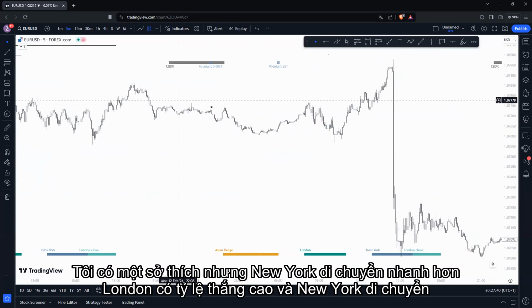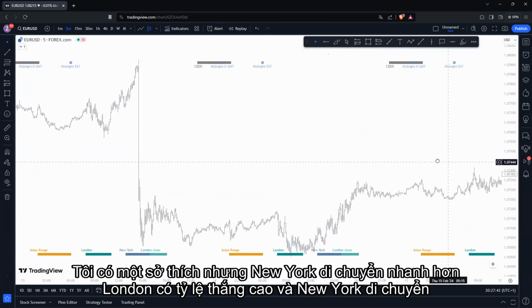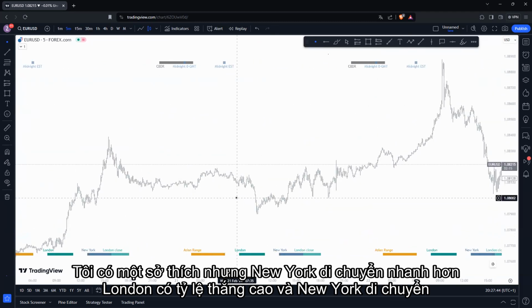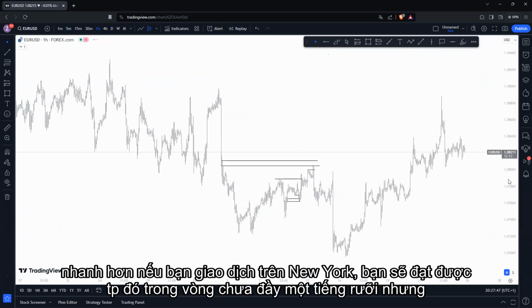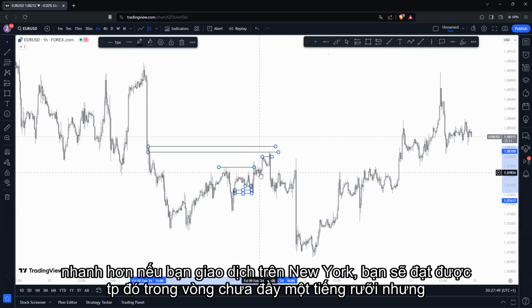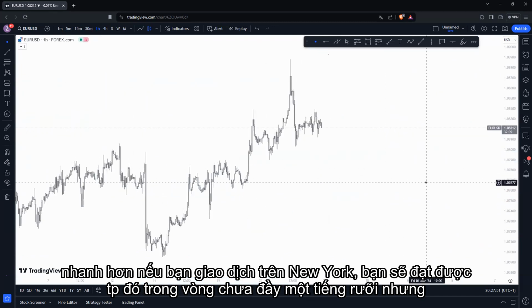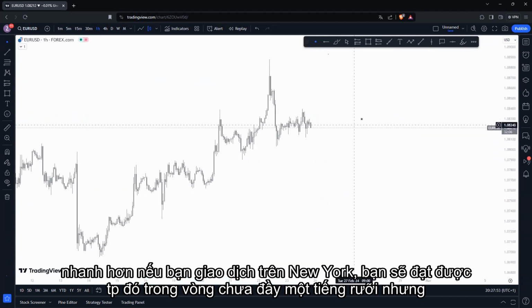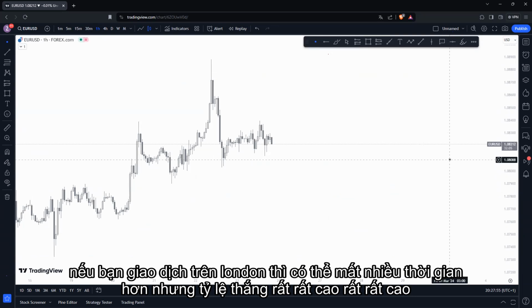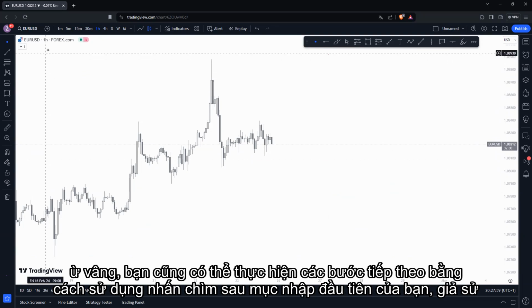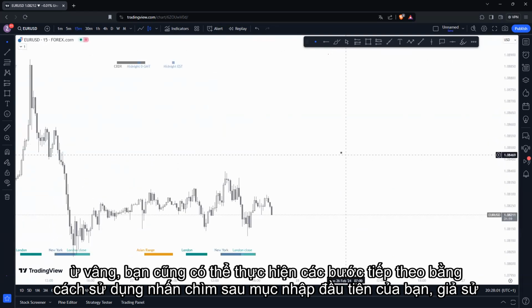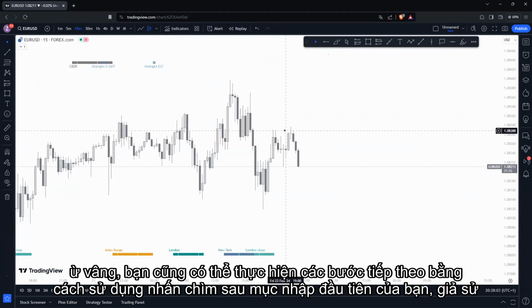Do you have a preference of New York versus London? I do have a preference, but New York moves faster. London has a high win rate and New York moves faster. If you trade on New York, you're gonna hit that TP in like less than 1 hour and a half. But if you trade on London, it might take longer, but the win rate is very, very high.